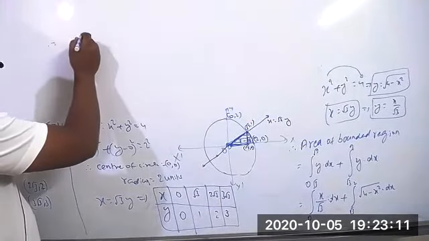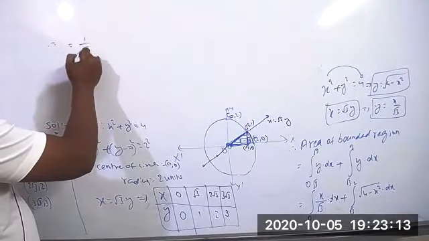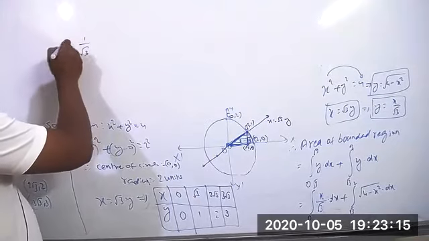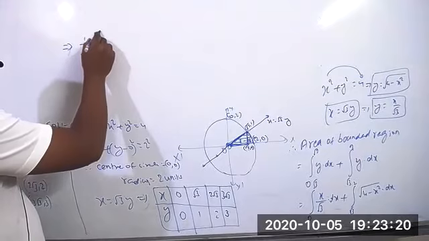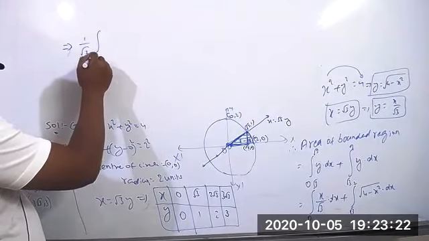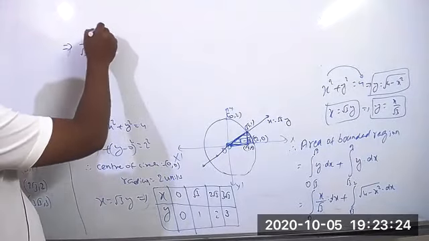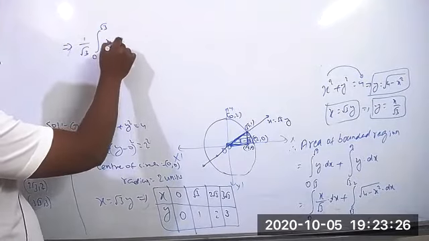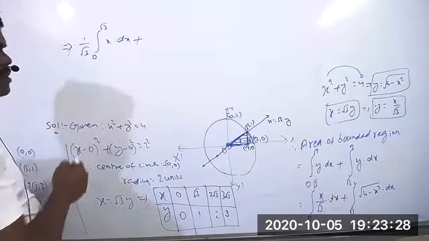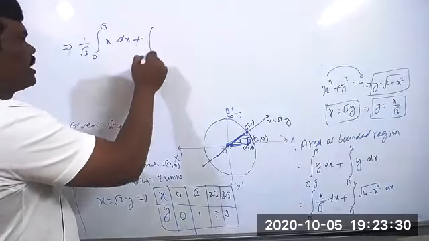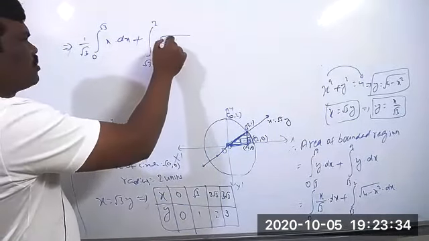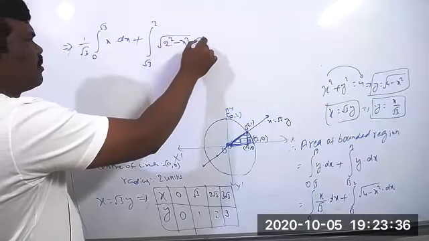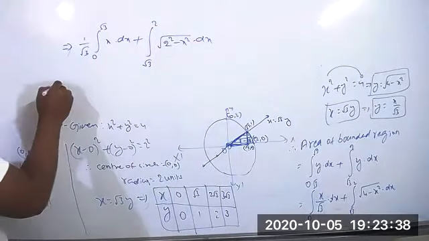So 1 by root 3 can be taken outside, because it is a constant value. And the integration from 0 to root 3 of x dx, plus the integration from root 3 to 2 of root of 2 square minus x square dx. Now tell me the formulas here.